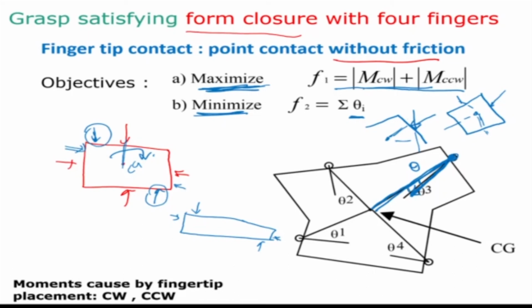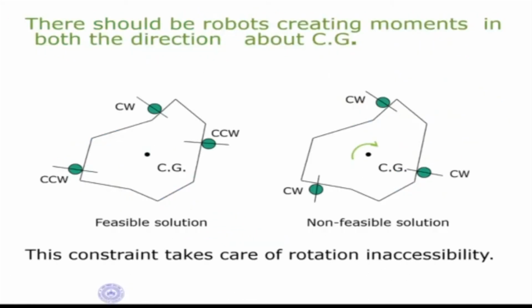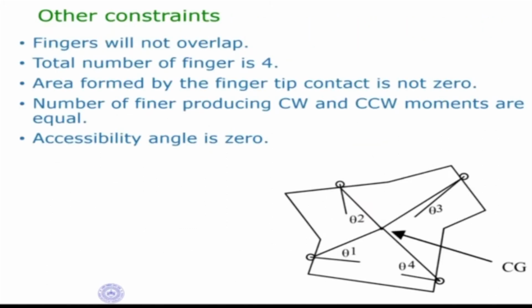Now we need to worry about the accessibility angle. The first constraint we saw is that the robot should be creating moments in both directions, clockwise and anti-clockwise, in order to balance the external disturbance torques that may come on the system. The other constraint is that the fingers should not overlap. The total number of fingers should be 4, because we know that for form closure of a 2D object, you need 4 fingers, as we have seen before.